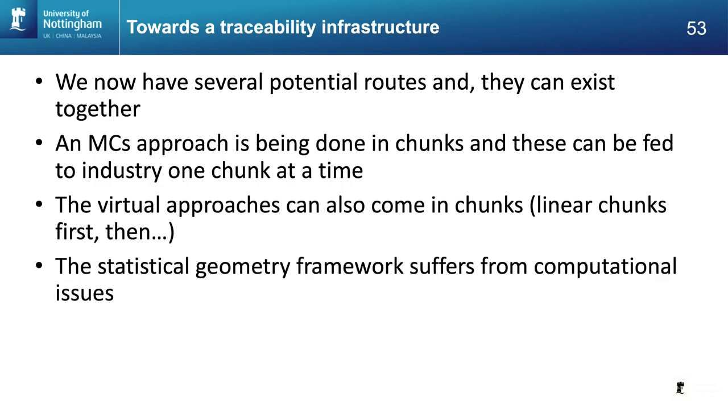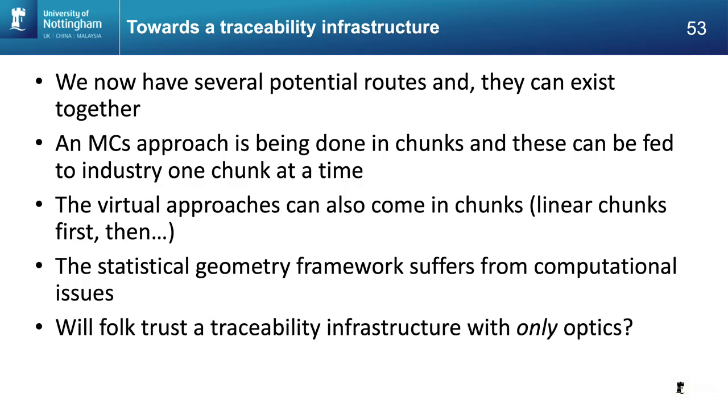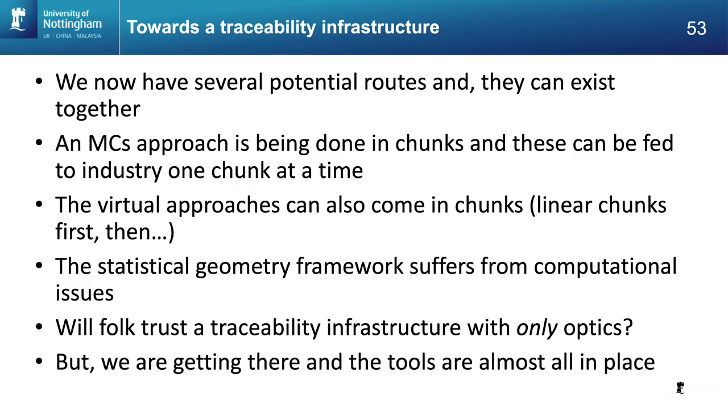And the statistical geometry framework suffers at the moment. It's very slow. There's a lot of computation going on, so we need to address some computational issues there. But once we combine the virtual instruments with the Gaussian random fields approach, we have a full measurement of the uncertainty for any surface topography measurement. But the question is, will people trust a traceability infrastructure which is based only on optics? Virtual instruments allow us to get away from having to compare with contact instruments. We can just use optical instruments. But will people trust this?